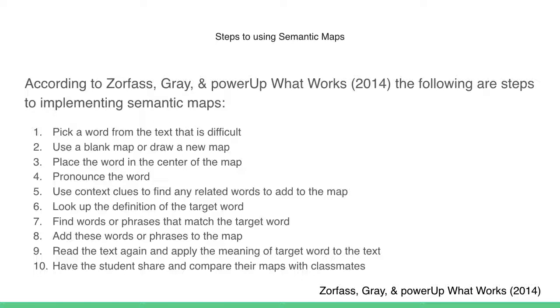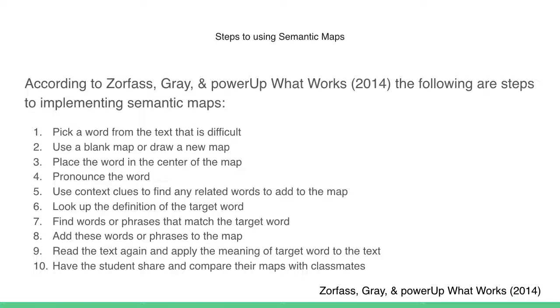Either one, we could use it on an electronic device if that's necessary, or we could draw a new map or use a blank map that's already pre-printed. So we want to show them how to use it and what the process of using it is, because we don't want to just place it in front of them and say, here you go. So we want to talk to them about what goes next and what goes in the center of the map. The word goes in the center of the map. So we're going to place the word there, and then we're going to have them pronounce the word.